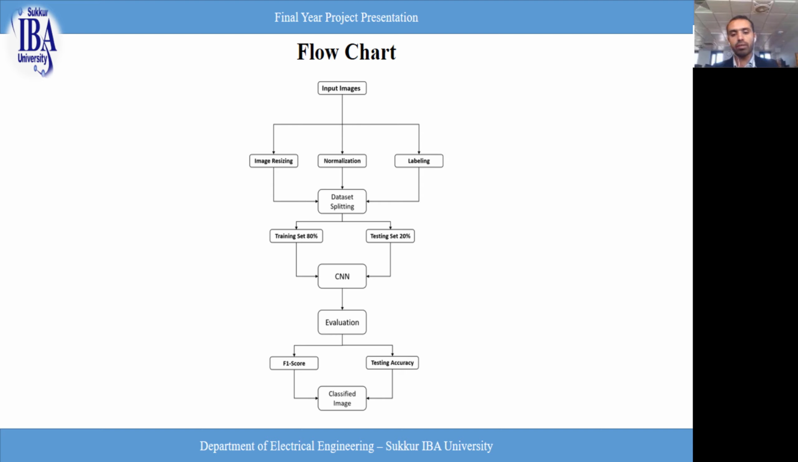and after the evaluation, we just calculate the F1 score and other performance metrics like precision, recall, testing accuracy, specificity, etc. And after that, we will predict and classify the image. We will give the image, and the model will predict whether it contains COVID-19, or it's healthy, or it's viral pneumonia.